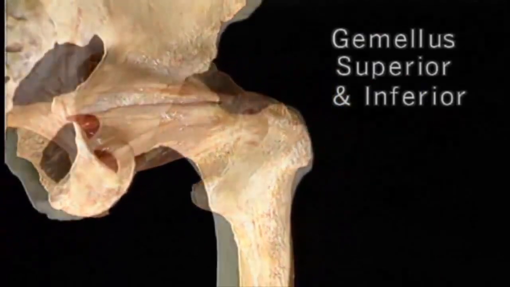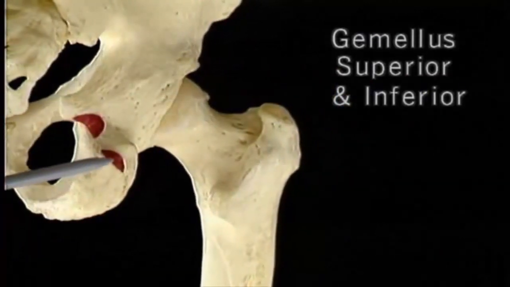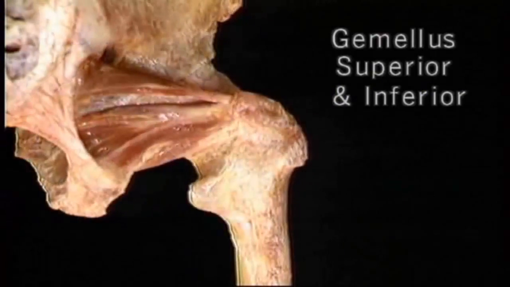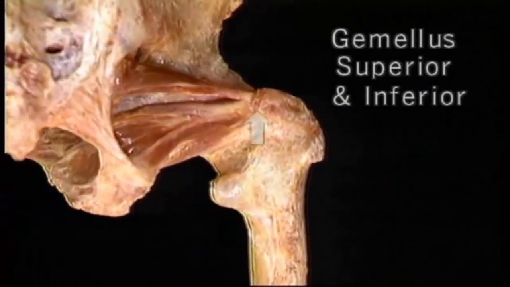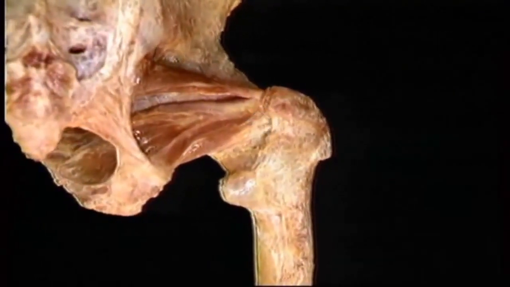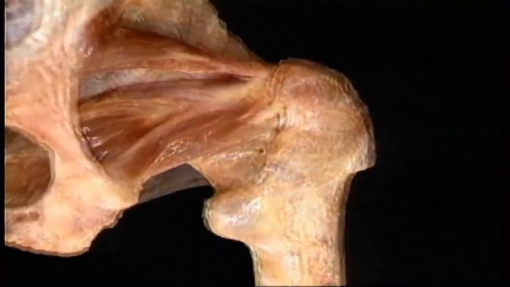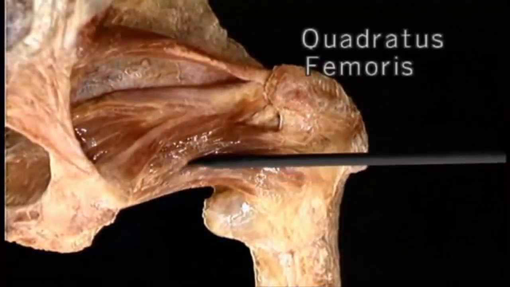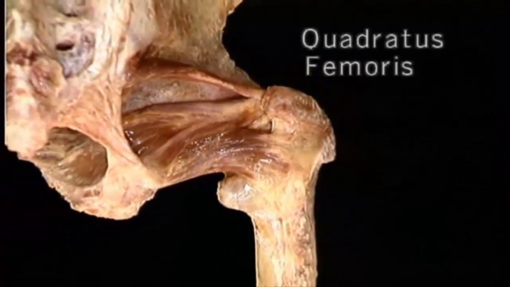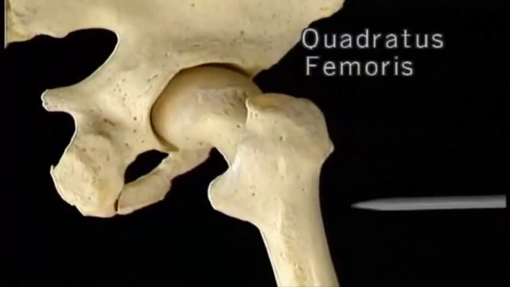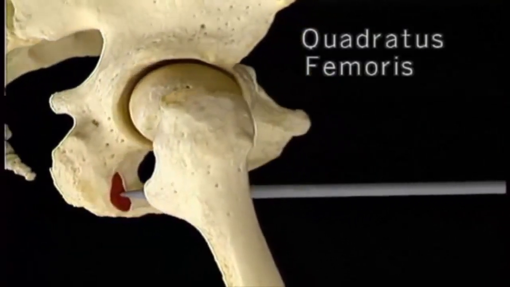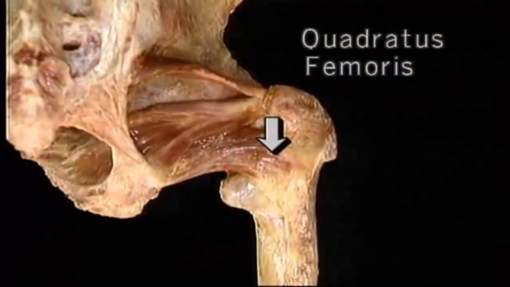They arise from the ischium here and here. Along with obturator internus, they're inserted here. The last of the short rotators is quadratus femoris. Quadratus femoris arises from the ischial tuberosity here and inserts on the femur here on the intertrochanteric crest.